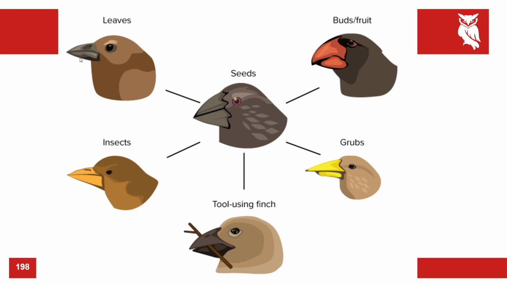The ones eating insects had a narrower beak. Grubs had even narrower beaks. If it used tools, it's going to have a harder, tougher beak. And buds and fruit had a shorter, rounded beak. But all these differences are created by the selective pressures due to the different environments on each of the islands that these finches were on. We call this adaptive radiation, because a single common ancestor adaptively radiates into multiple species of finches.